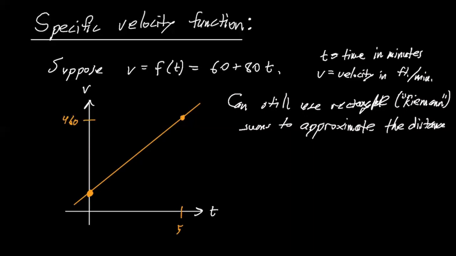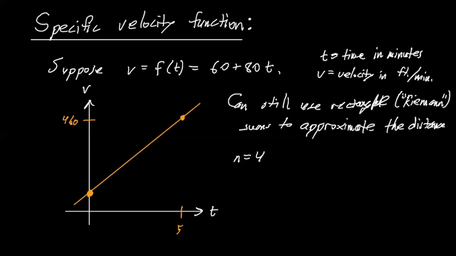Let's just say we wanted to do this with 4 rectangles. I mean, the examples we've done have been sort of nice, right? Like 5 minutes broken up into 5 intervals. What if we wanted to do 4 intervals? So let's try n equals 4. And so what is the delta t? What is the time interval length in this case?